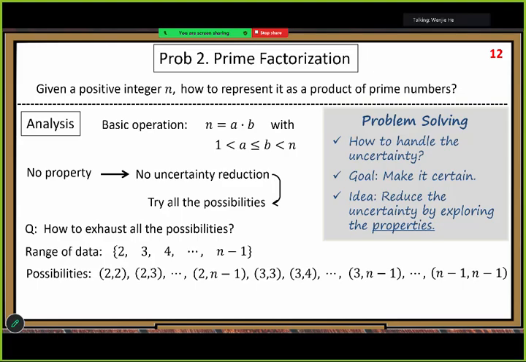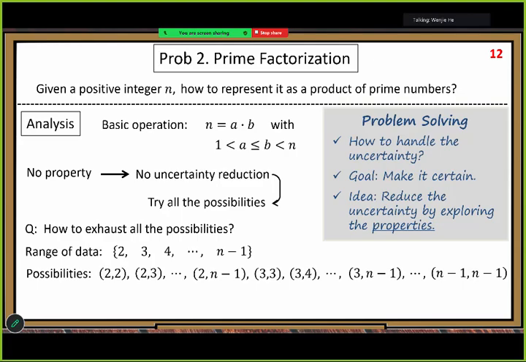What should we do to solve the problem? We need to do experiments on all the possible pairs. For each pair, we take the product, A times B, and compare it with N. Are they the same number? If they are the same, we get a factorization. So for each one, we take the product, do the comparison, then make a conclusion.